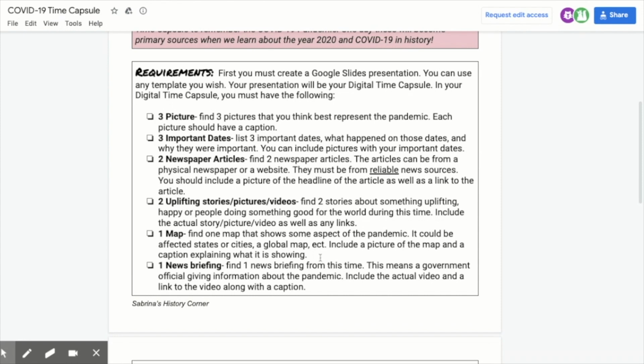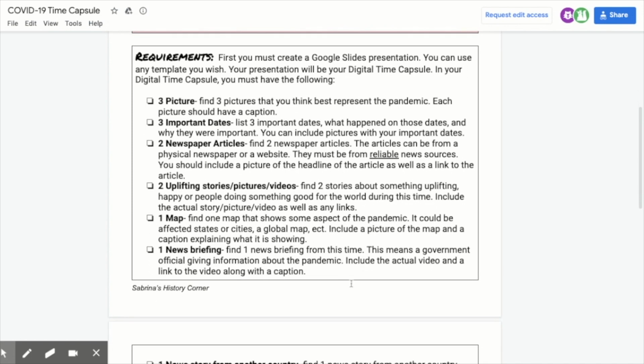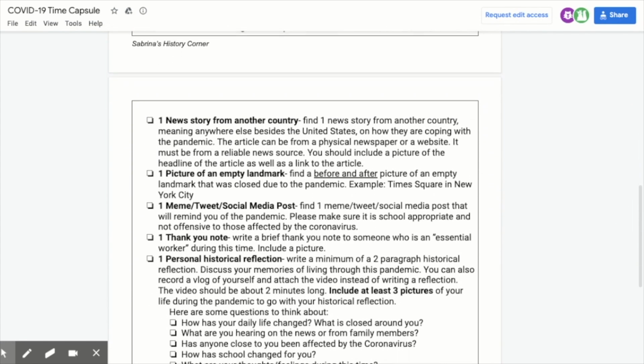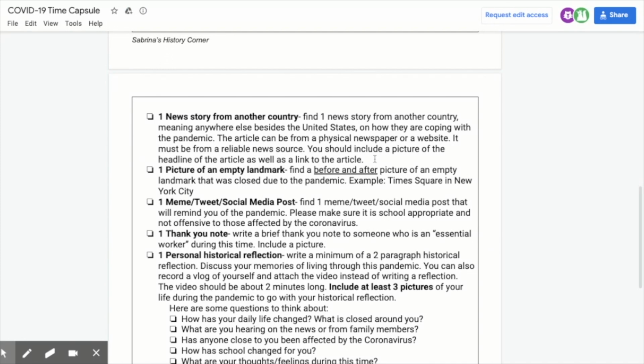Then I want them to find a map that shows some aspect of the pandemic. It could be state, city, or globally. And there should be a caption to explain what the map is showing. News briefings are very important, so I wanted the students to find 1 news briefing and include the video along with the caption. It's also important to remember that this is a global pandemic, so I want students to find 1 news story from somewhere outside of the United States stating how a different country is dealing with the pandemic. And like the other news articles, they should include the headline as well as the link to the article.